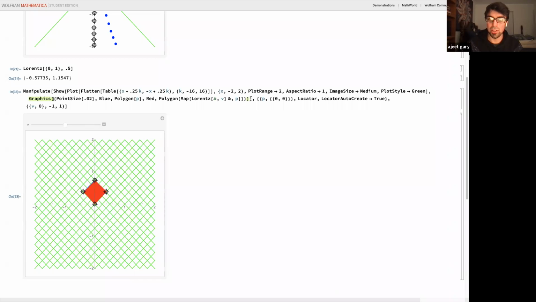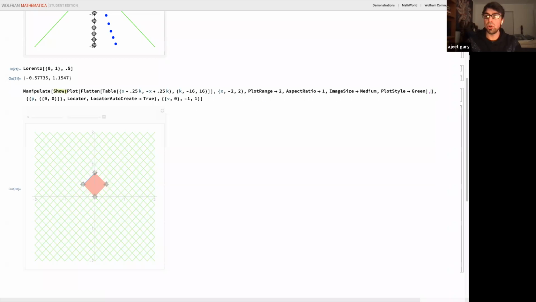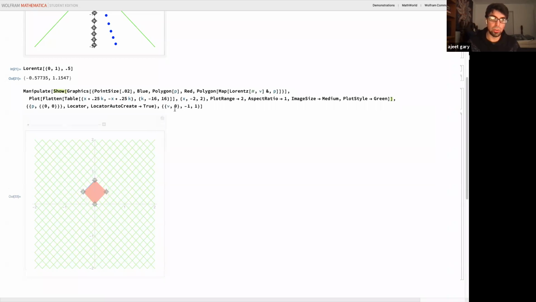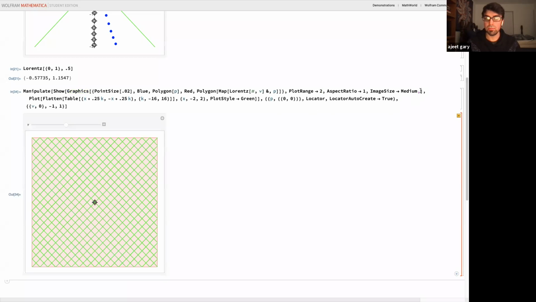One more thing I'm going to do. Hold on. So the way Show works is it superimposes them in the order that you put them in. So if I just put graphics first, then it'll put graphics on top. I'm going to put all these options into graphics. Okay, so now the causality grid should be on top of our graph. Yay, great. Okay, wow.